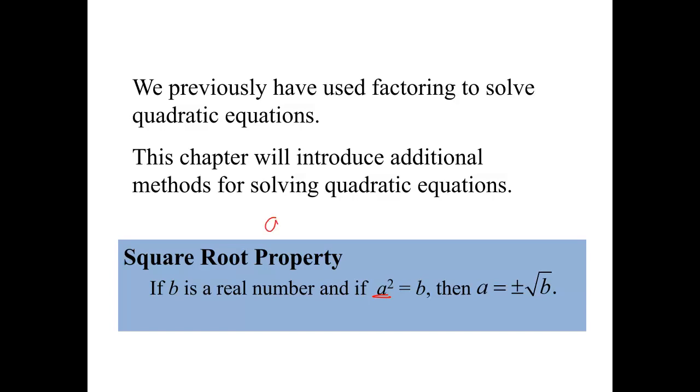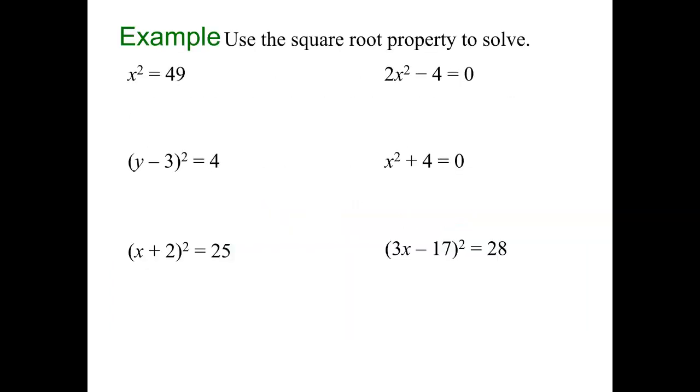So if I had a squared equals 16, what value of a can I plug in that makes that statement true? 4. What else can I plug in? Negative 4. I have the positive and the negative option. So when we are using the square root property, and I'm given an equation and I need to square root that, I have to remember that I have a positive and a negative answer that goes with that variable, because both of those values would make that statement true. Okay? So all of these we're going to be using the square root property.